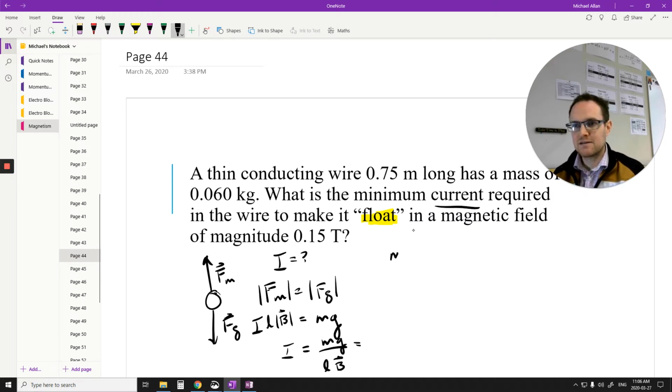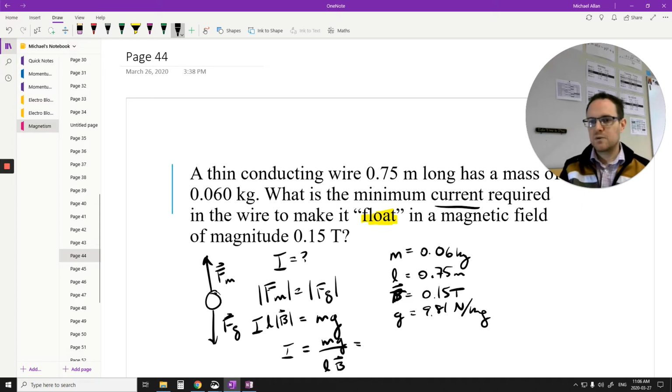So like our mass, 0.06 kilograms. Our length of our wire, it's 3/4 of a meter. Our magnetic field is in Teslas here. That's supposed to be a B. And gravity obviously is 9.81 newtons per kilogram. Okay, so we know all the numbers that we need.